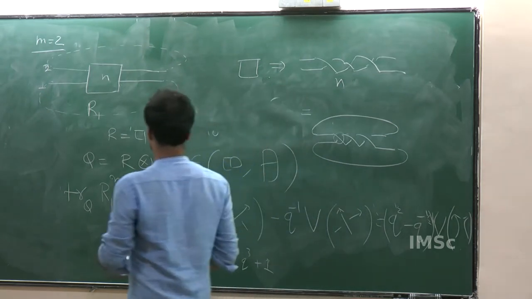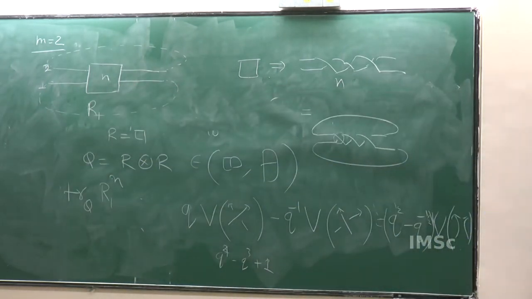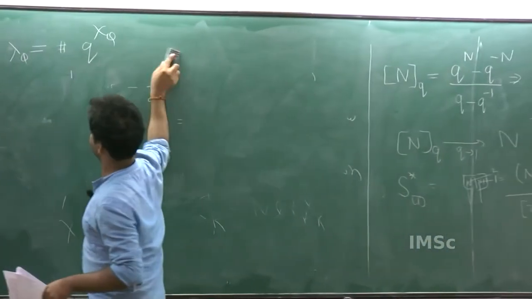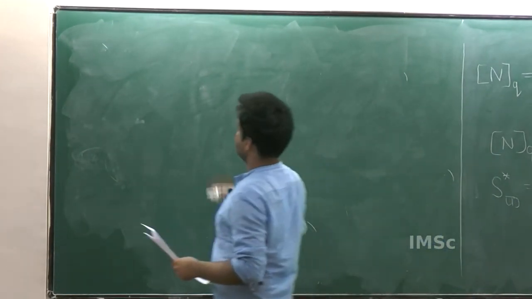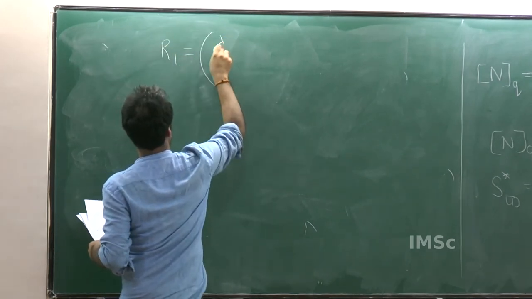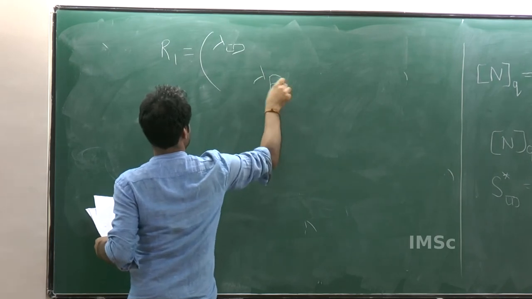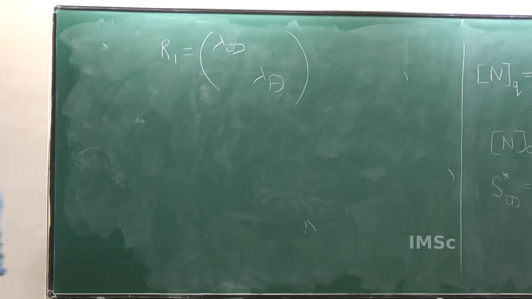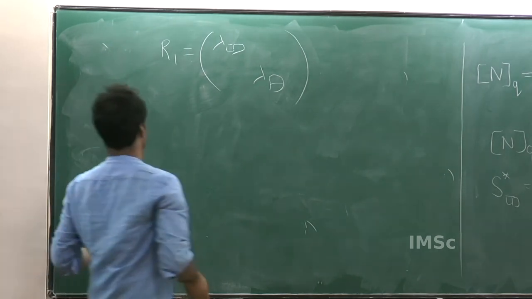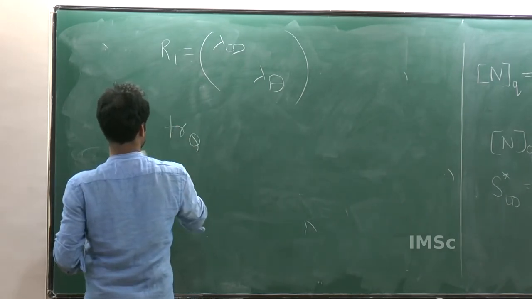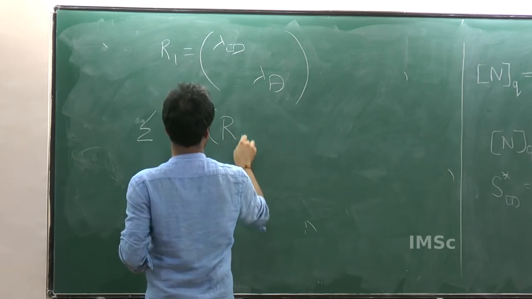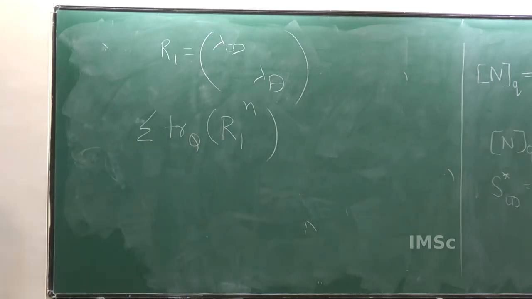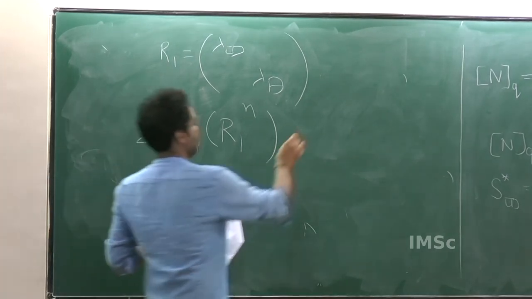Okay, fine. So let me do that side. So what is R1? R1 is nothing but lambda of symmetric, lambda of antisymmetric. This is my Q. Now we have to trace over, summed over r to the power. The lambda we wrote over there is an expression equaling q. Yes, so this lambda is q to the power kappa q.